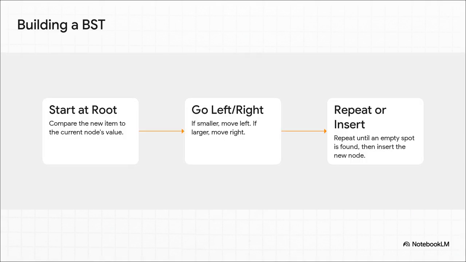And building the tree uses that exact same logic. You take your new item, start at the root, and compare. Is it smaller? Go left. Larger? Go right. You just keep doing that, walking down the tree level by level, until you find an empty spot where the new node fits, perfectly preserving that sorted order for the entire tree.